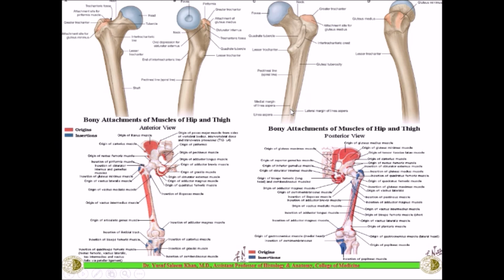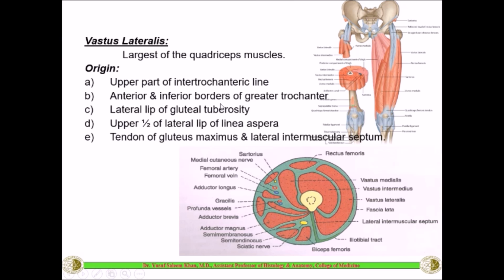This is called the linea aspera. So this is the linea aspera, which has a lateral margin and a medial margin. This muscle will also be taking origin along this line. So it will be taking origin along the lateral margin, or the lateral lip, of the linea aspera. Then the tendon of the gluteus maximus as well as the lateral intermuscular septum.